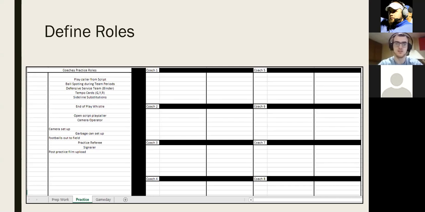And I try to think of football in three different terms. I think of it as your prep work and your planning, your practice period, and then your game day stuff that you want to be able to do. And this is a piece that I've really found during my time at FAU.